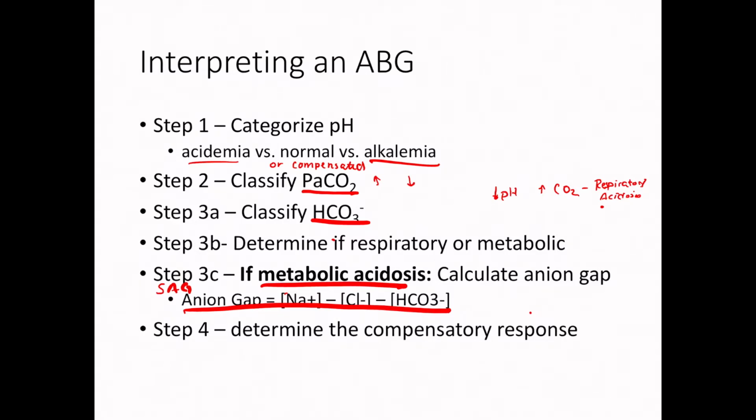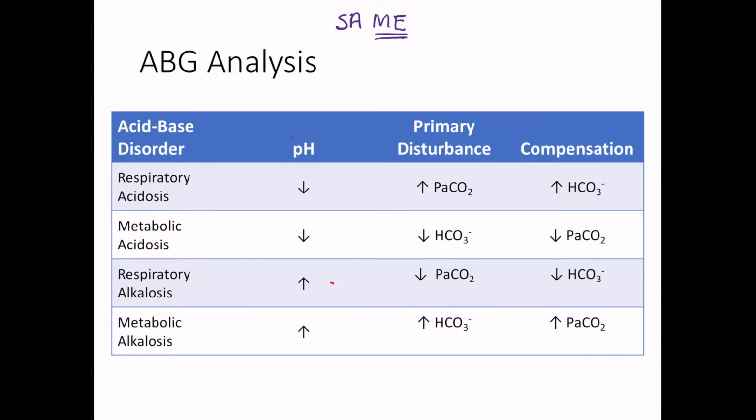This fourth step is an optional step for you guys, but one thing you can do is determine the compensatory response and whether or not there is a compensation going on. There are tables provided in your DiPiro's book with these calculations, but you can do calculations to help determine whether or not you have a compensatory response.